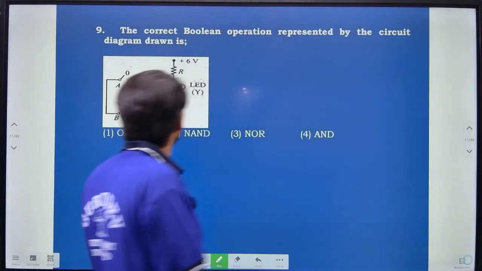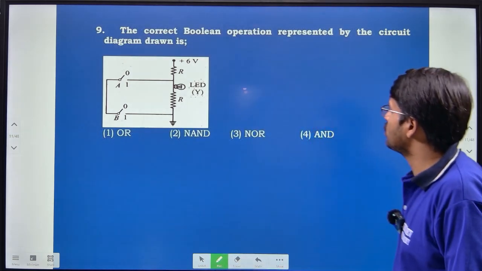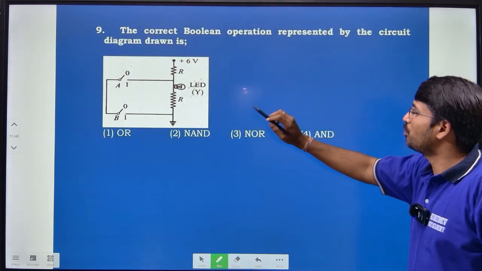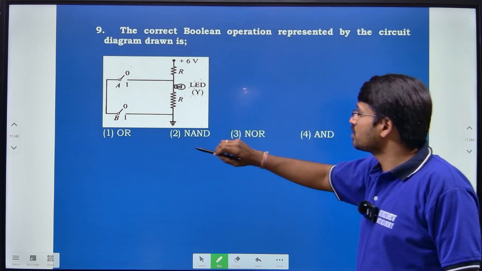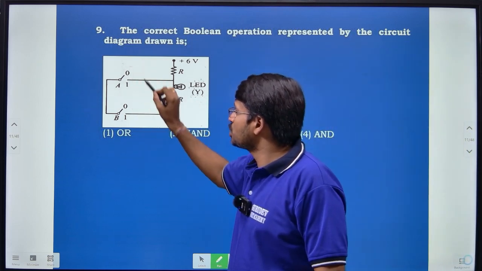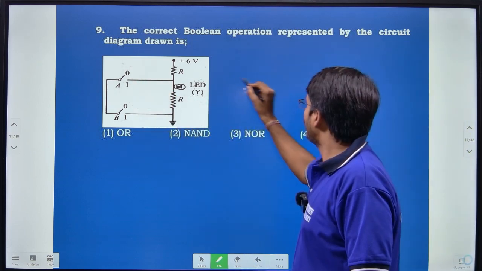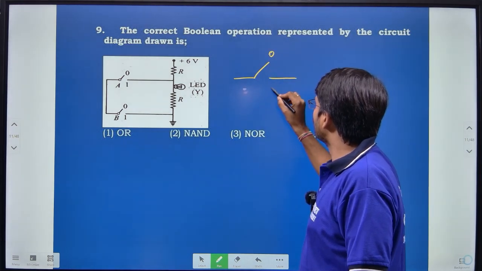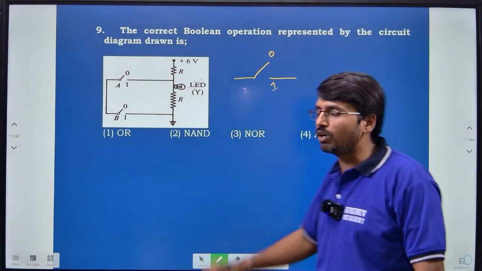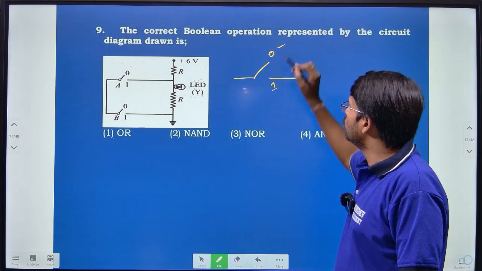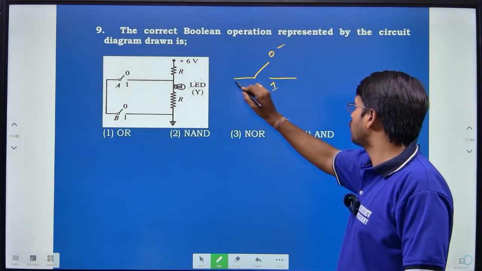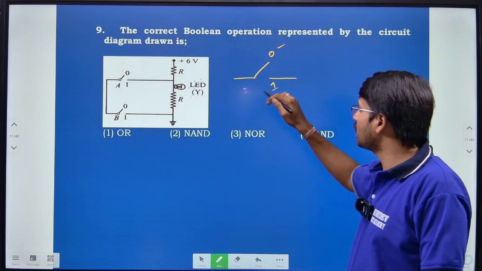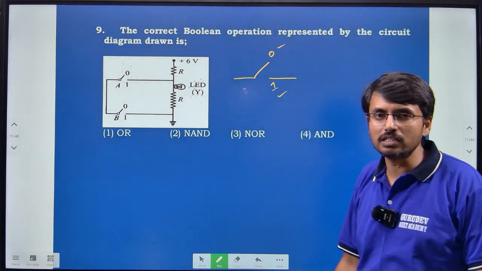Okay, so next one. Look, there is a given circuit here. Using this, we have to look at which type of logic gate it represents. Now we can try to understand this particular situation. If we have something like this, this is the 0 state, this is the 1. That means whenever it is open, no signal is passed. In that particular case, we take it as 0. And if it is closed, signal is passed, or we have a current. In that particular case, we take it as 1.